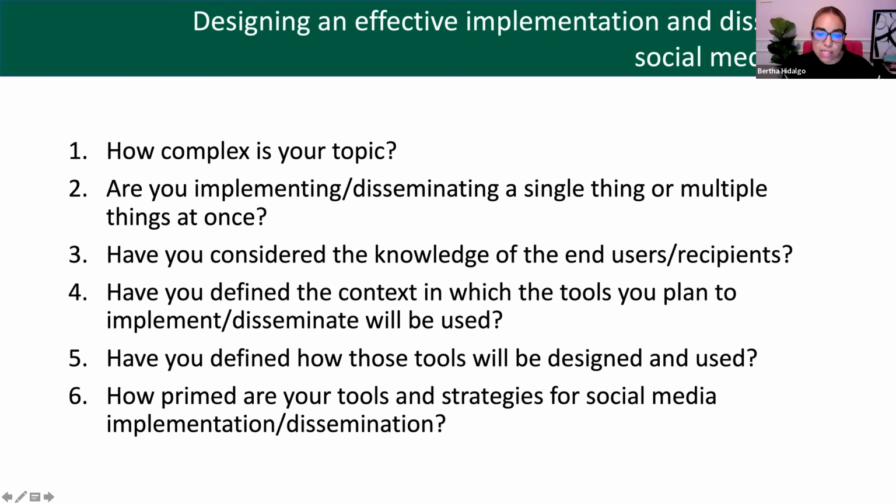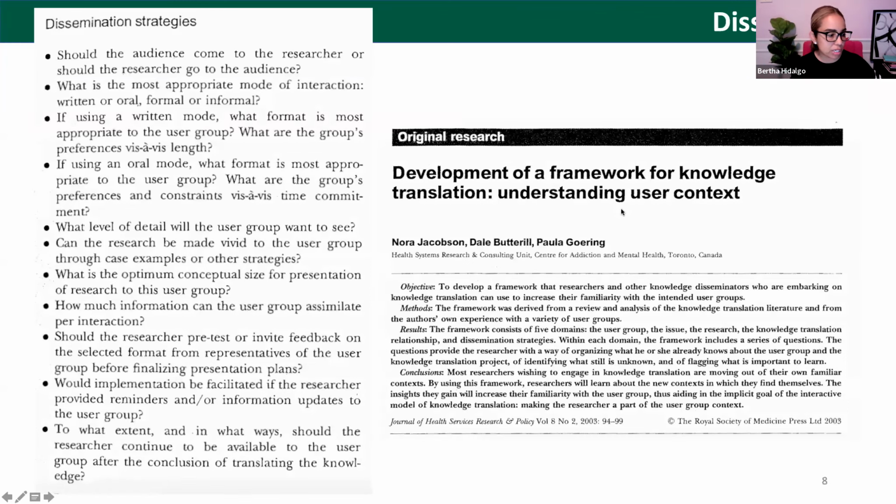Defining the context in which the tools you plan to disseminate will be used, define how the tools will be used and designed, and then how primed are you to use the tools and strategies for social media dissemination. If you are not skilled in social media, this is where really partnering with someone or some people is going to be really important in order to be able to effectively use these platforms so that you can communicate what you need to communicate to your audience.